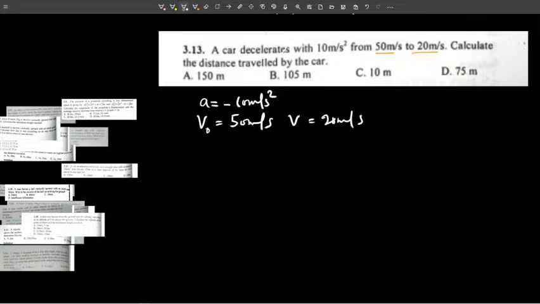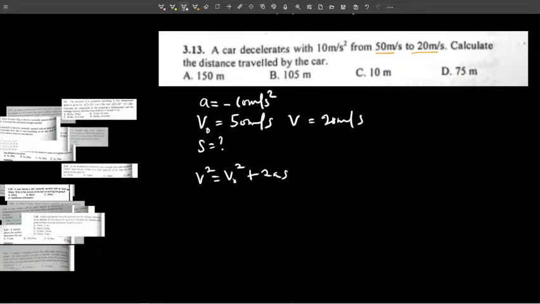Calculate distance traveled by the car. So I'm looking for the distance traveled. Obviously the car is traveling along the x-axis. But they didn't talk about throwing an object or anything, so this is not actually projectile. So let's just write that as s. So what formula has all these quantities? We have a formula that says v square is equals to v naught square plus 2as. We can use this to solve for the value of s.